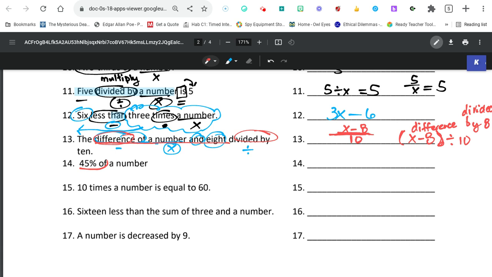Number 14, I have a percent of. That means I'm going to multiply, of a number. I'm going to call it X. But again, drop the percent and move the decimal two places to the left to change it to a regular number. And just multiply. That's 45% of a number, or 0.45 X.